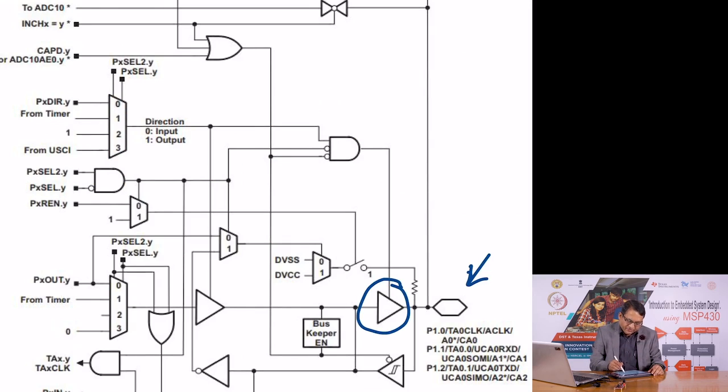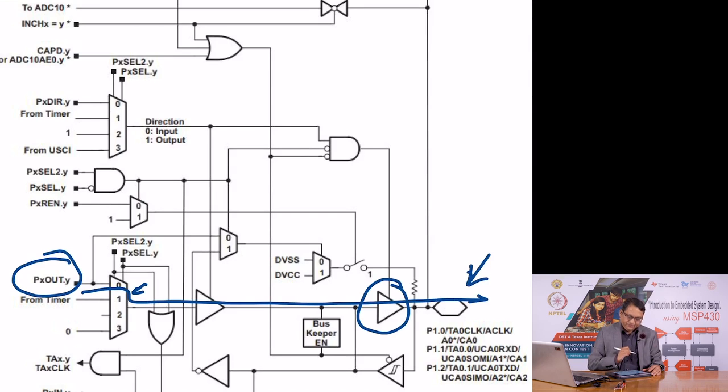This tri-state buffer is controlled by this gate, which is getting information from some of these registers here, and I am going to simplify that information for you. If this is enabled, this information is coming from this multiplexer, and one of the multiplexer inputs is this register called PX out, and the information you write here can be routed into this and it can appear at this pin if you want to make this pin an output.